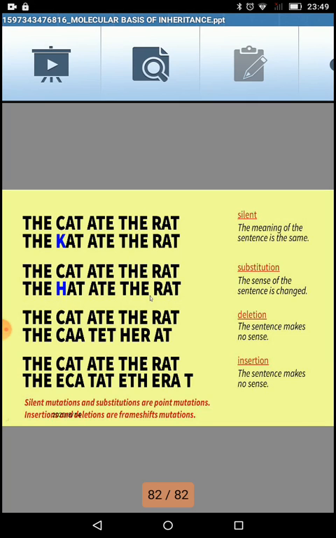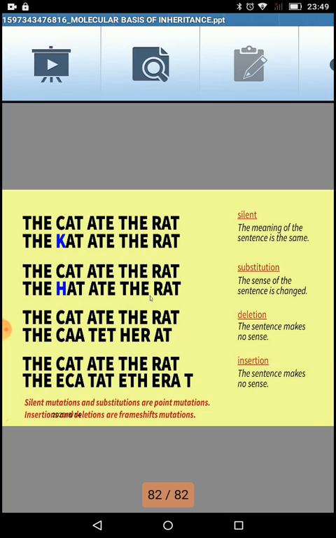Then comes the insertion. Insertion: the cat ate the rat. That is the original sentence. Now in this case, what has happened? After the, E has been inserted. So ECA, T got shifted to ate, so TAT. Then E got shifted to the, so ETH. Then E of the got shifted to rat, so ERA and then T.